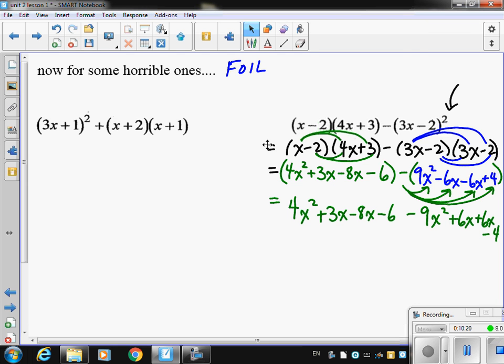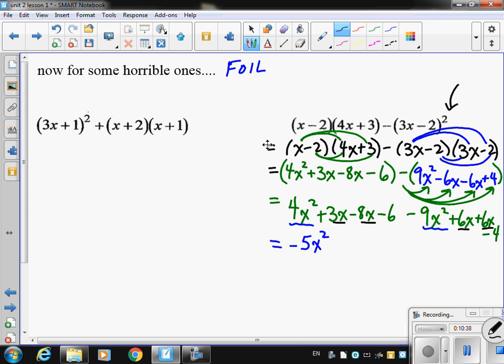Now that I'm careful with my signs, I can collect like terms. I have x squareds. I have 4 of them and negative 9 of them. So altogether, I have negative 5x squared. I see a lot of x's. 3 of them, negative 8 of them, 6 of them, 6 of them. So I have 7 altogether. 7x. And lastly, I have some numbers. I have negative 6 and a negative 4. And if I put those together, I have negative 10.